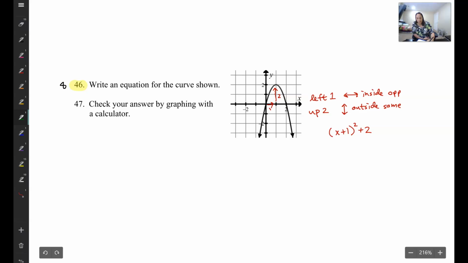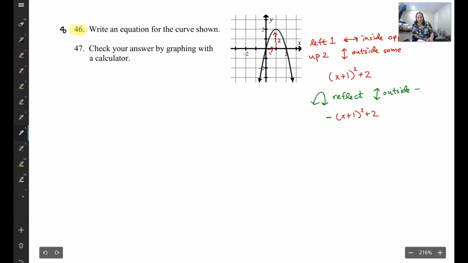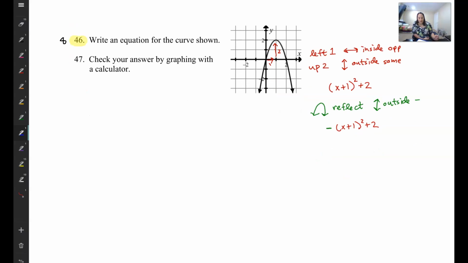Next, my parabola is facing down, which means it has been reflected up and down across the x-axis. So that's going to be an outside negative. So now I'm going to add a negative to my equation. This last step is probably the most complicated piece.